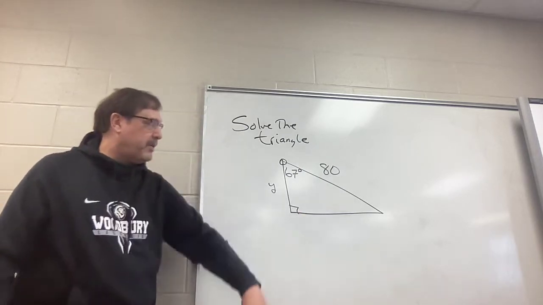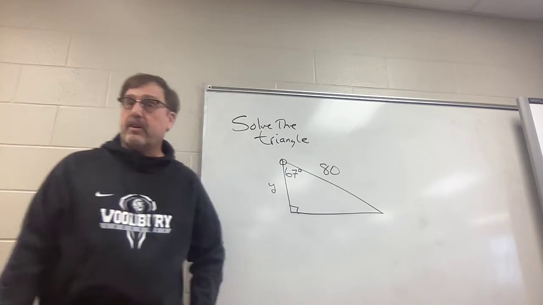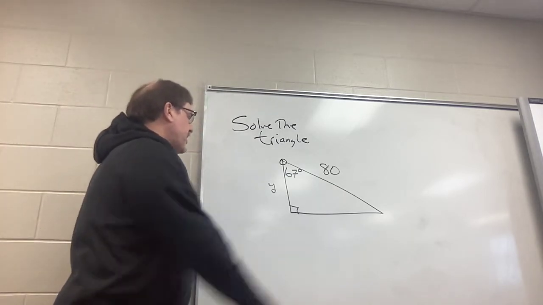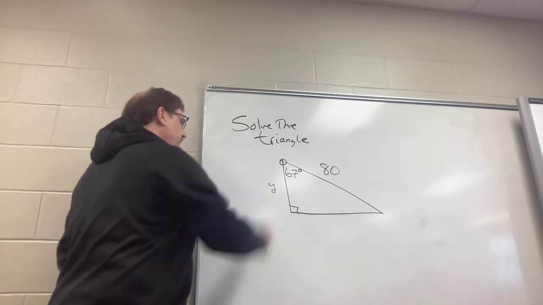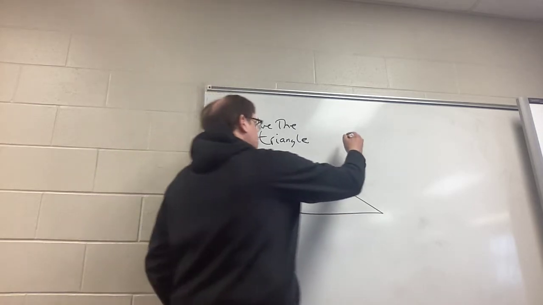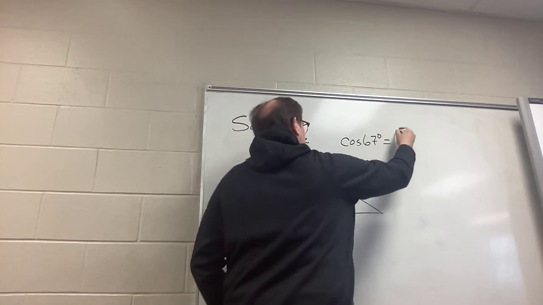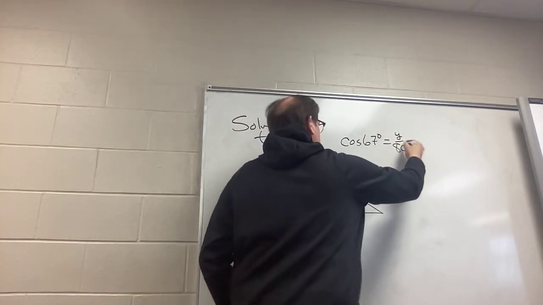You could have found that one. You could have picked that angle. There's all sorts of things you could have done that are correct. All right, well, now that I've made this choice, this is adjacent, that is hypotenuse, I'm going to do the cosine. So I'm going to do the cosine of 67 degrees equals the adjacent over the hypotenuse.